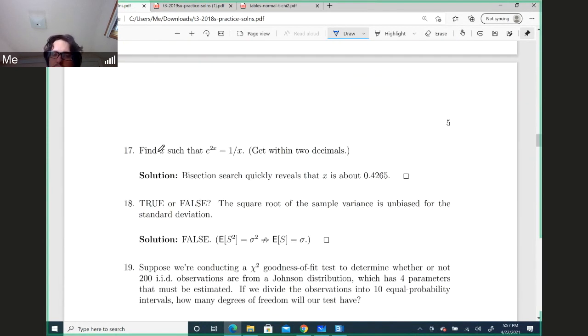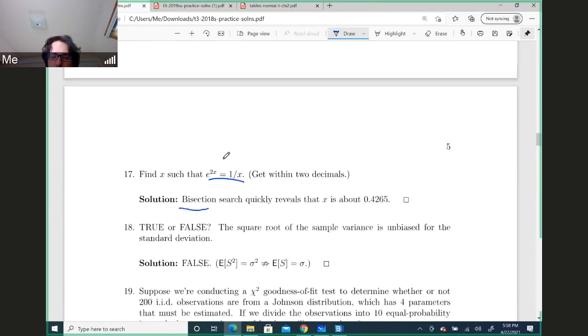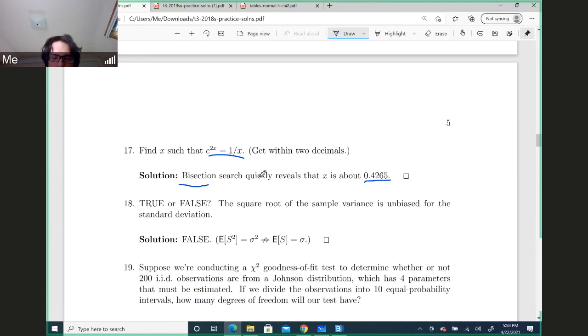Cool. Question 17, find x such that e to the 2x equals 1 over x. This is definitely from one of the earliest parts, the first third of the course. I'm not going to spend too much time on it. I will comment that there are more than two ways to do it. You can use bisection and find it that way. Another way is if you have a graphing calculator, you can graph both of these and see where they intersect. A third way is to do some calculus to see what the value is. Regardless of which way, you can get your answer somehow. I won't talk more about that.